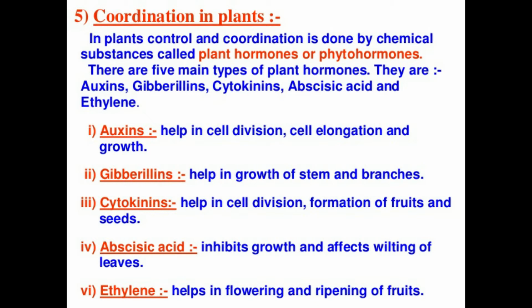Now, what are plant hormones? The chemical substances that are naturally produced in plants and are capable of regulating the important processes of the plant are called plant hormones. There are major types of plant hormones which affect the growth of the plant.